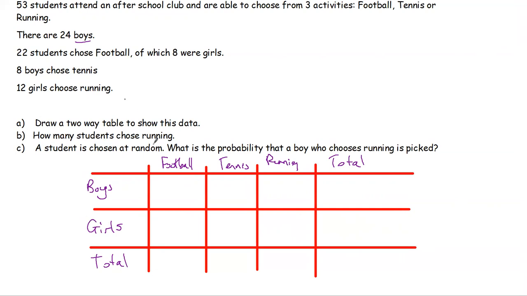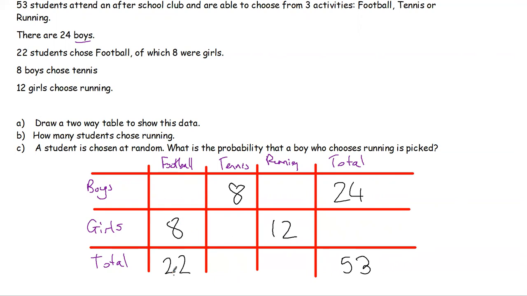So 53 students attend, that means the total amount of students is 53. There are 24 boys. 22 students chose football, of which 8 were girls. You missed that. 8 boys chose tennis. 12 girls chose running. Right, you could probably work out the rest now, couldn't you?